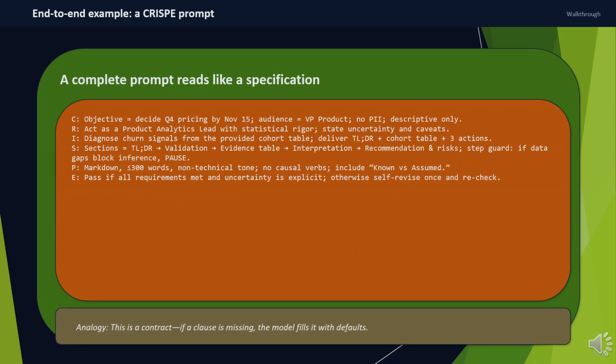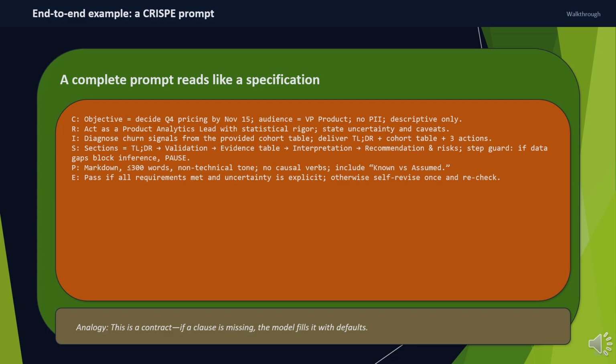This slide shows what a complete CRISPE prompt looks like at a high level. Each line represents a required component, and together these components create a prompt that is clear, constrained, and repeatable. In practice, each line can be expanded into a paragraph when the task is complex, but the overall structure remains consistent. The contract analogy helps explain why this structure works.